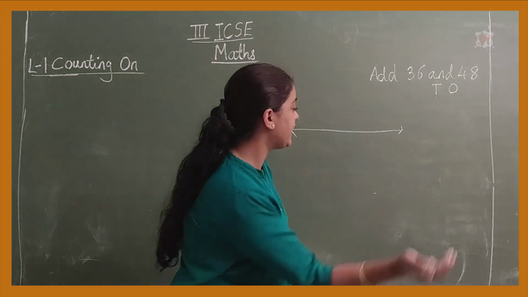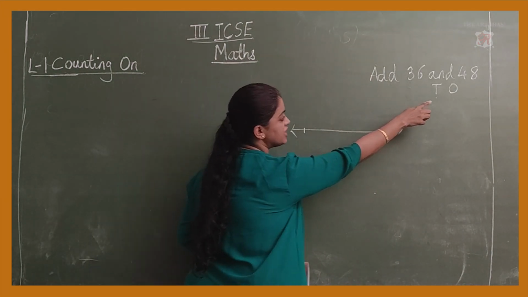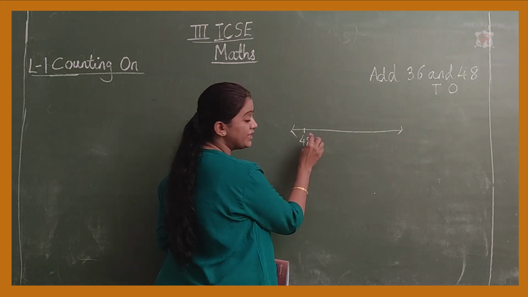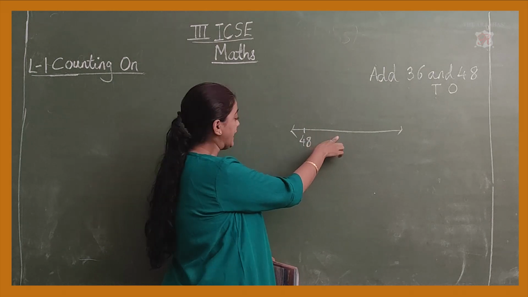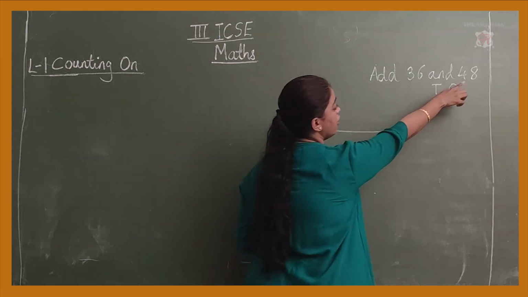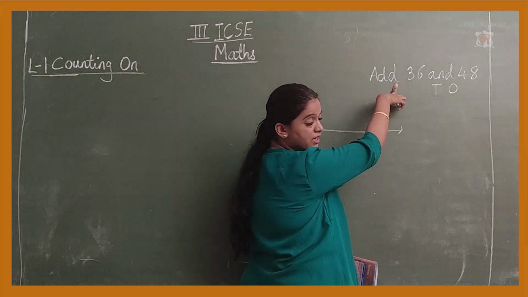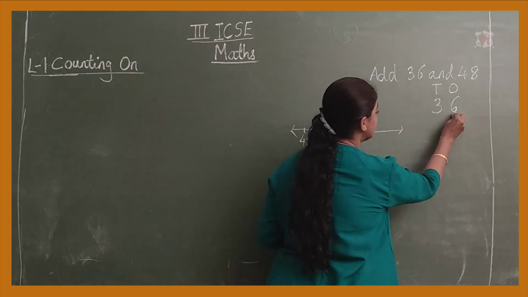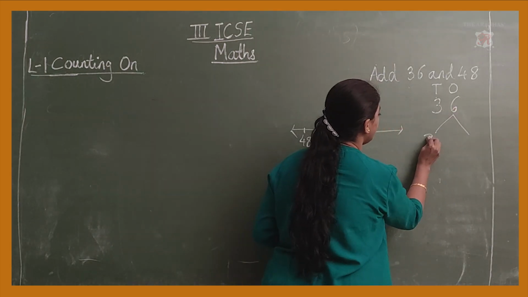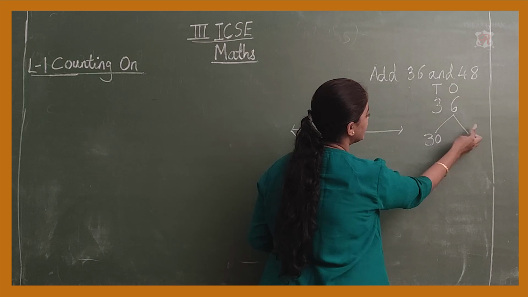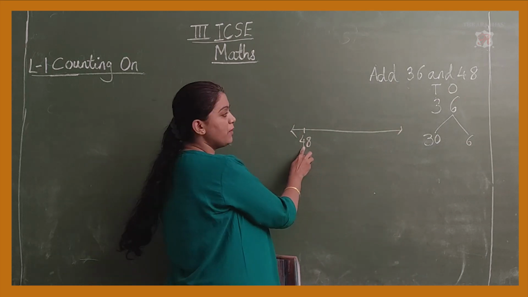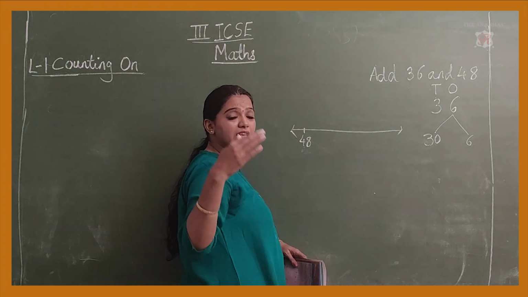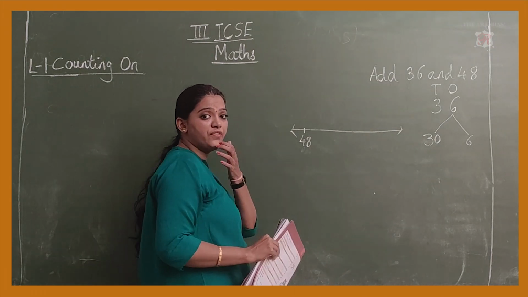So the bigger number, 48, we are taking on the number line. This is your open number line. What is this called? Open number line. So on your number line you are taking 48 and the number left is 36. Now how do you split this? 36 is 30 because it is under the tens place, and under the ones it is 6. So from 48 you have to take how many jumps? You have to take 3 jumps in the multiple of 30.